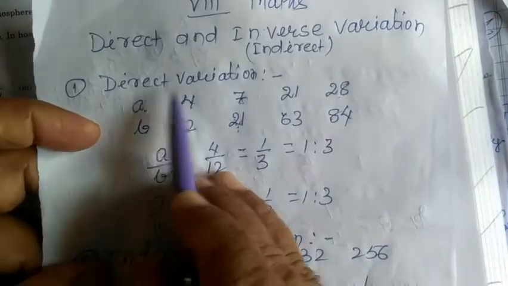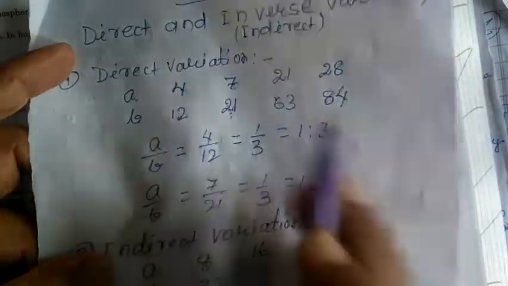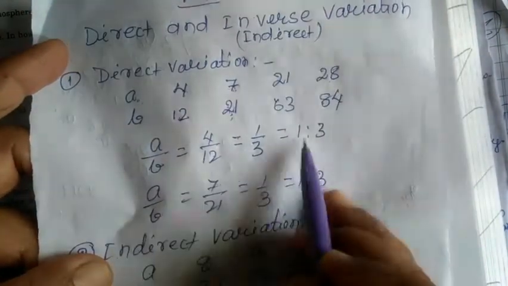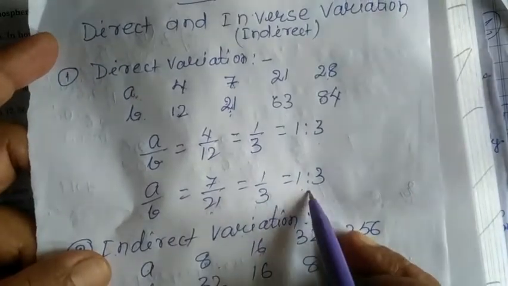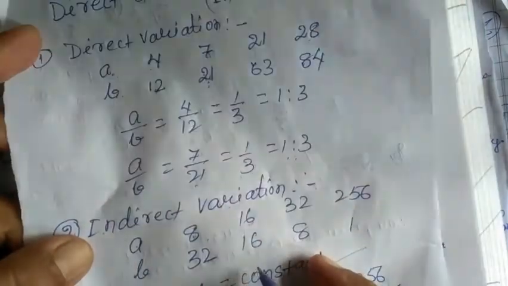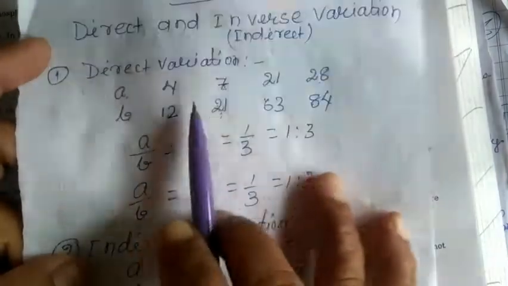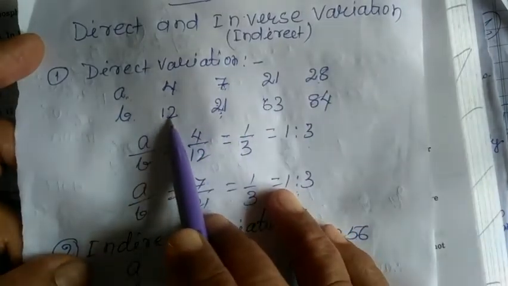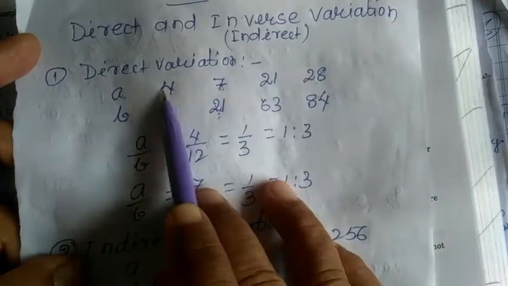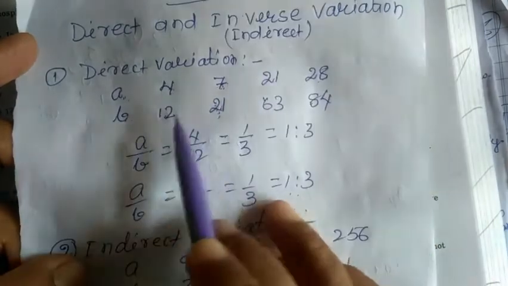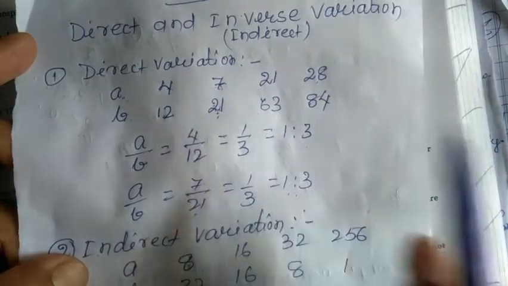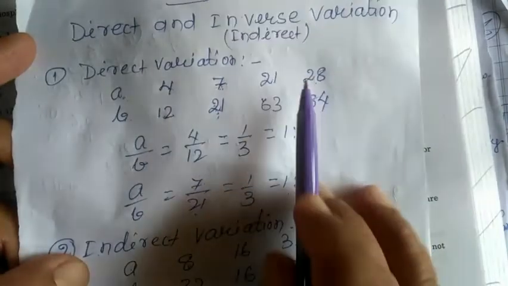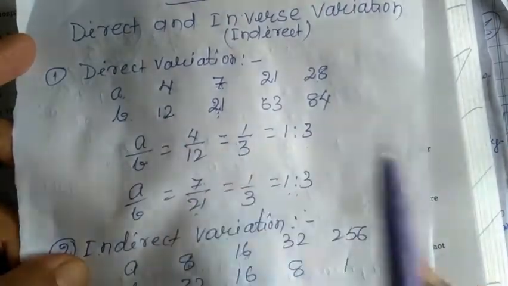But in case of direct variation, the product is not the same, but its ratio will remain the same. In the two values of A and B, I checked here. This is the main thing. The first thing regarding direct variation is that if the value of one quantity increases, the other quantity's value will also increase. If there is a decrease in the value of the first quantity, the value of the second quantity will also decrease.